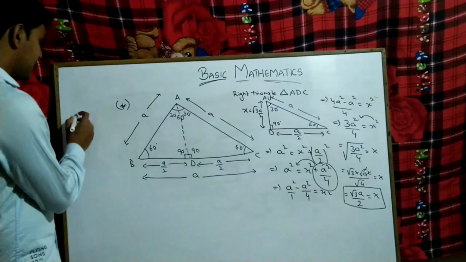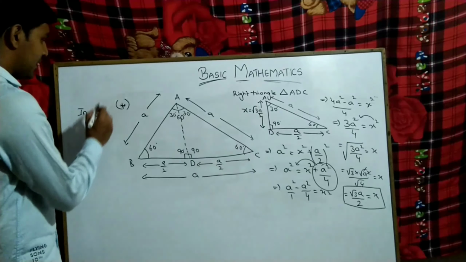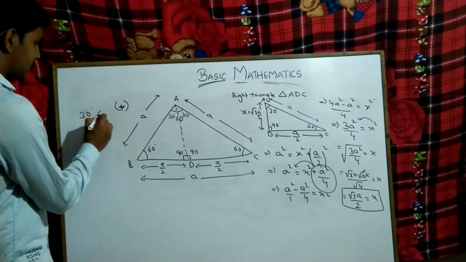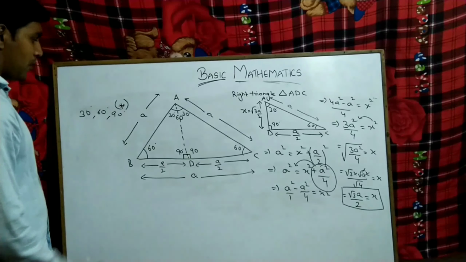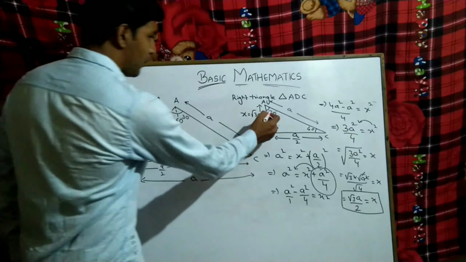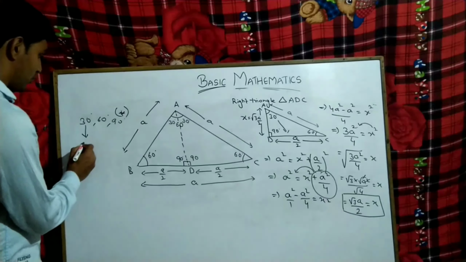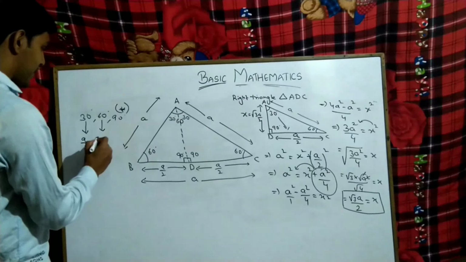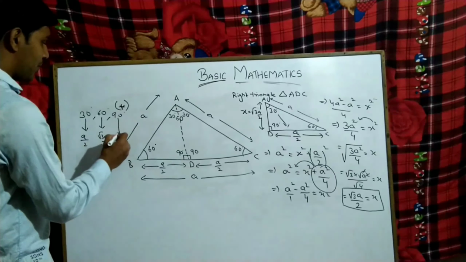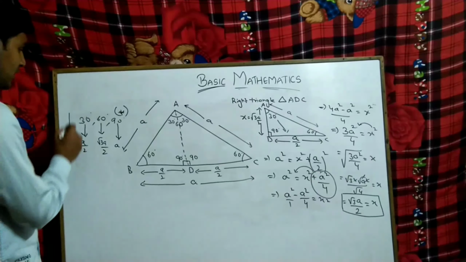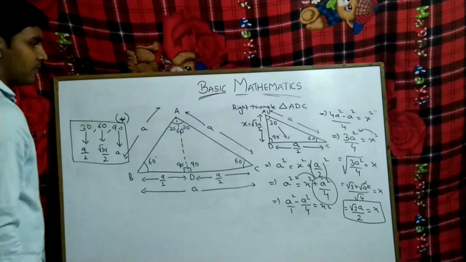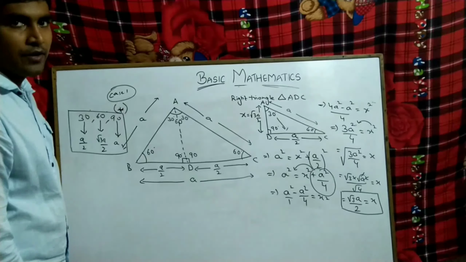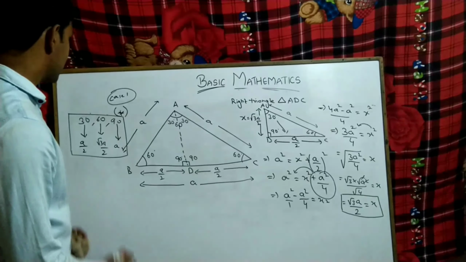In angles 30, 60 and 90, 30 opposite is always A by 2, and 60 opposite is always root 3A by 2, and 90 opposite is always A. So you have to keep this in your mind. Okay, so this is the first case. Clear everyone? Now let's start with second case.